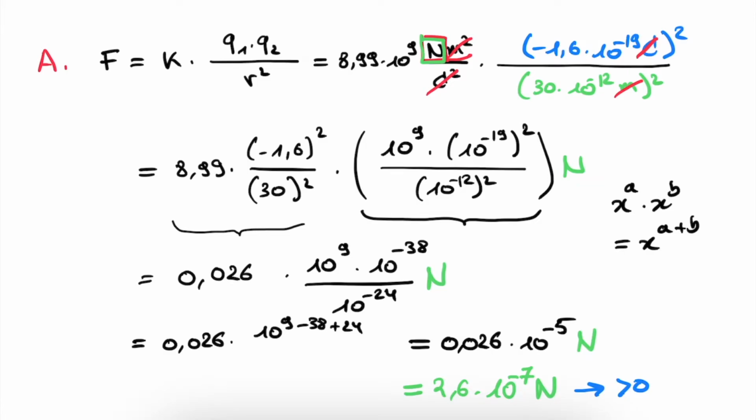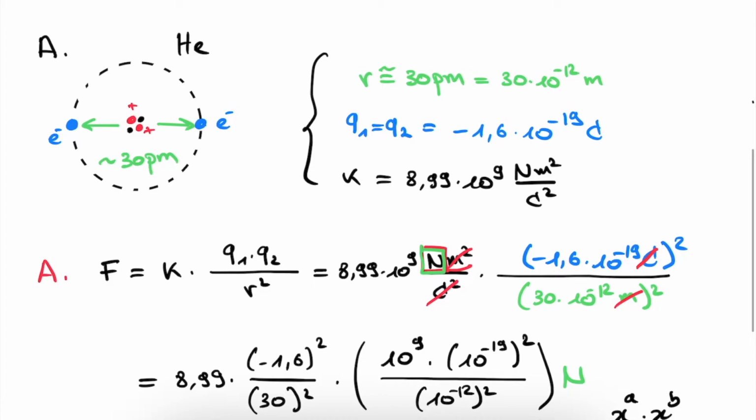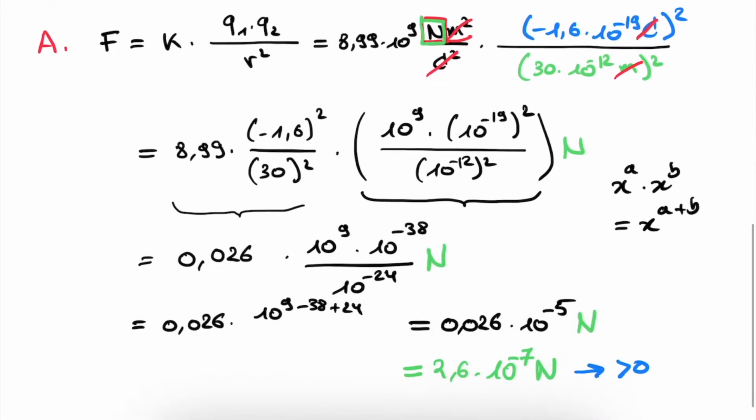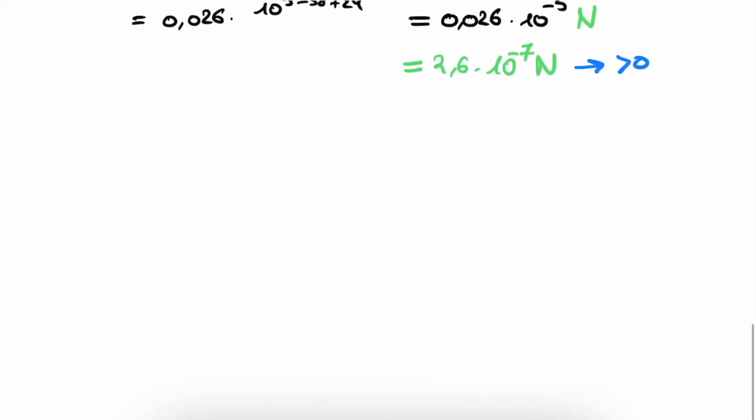Let's now go to the second part of this exercise, where we also take into account this positive charged nucleus. And we see that the distance from the electron to the nucleus is of course half the distance between the two electrons. So this distance will be around 15 picometers. So let's see what we get as a result for this case.